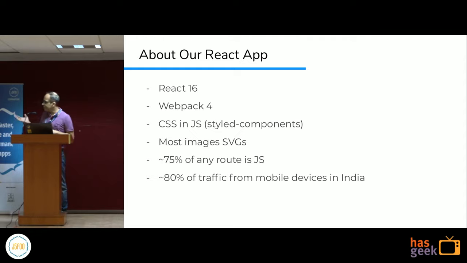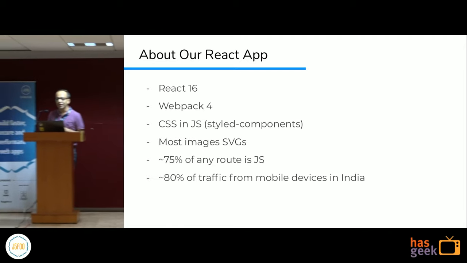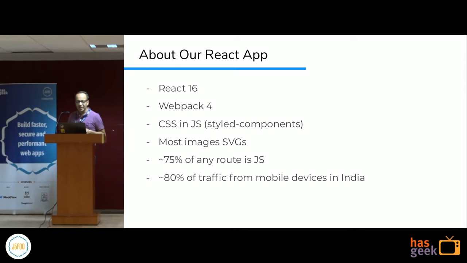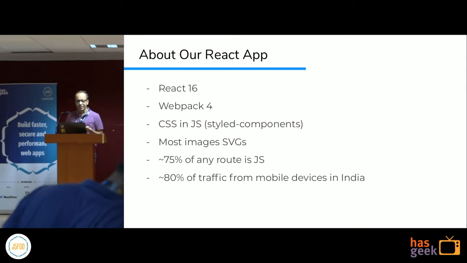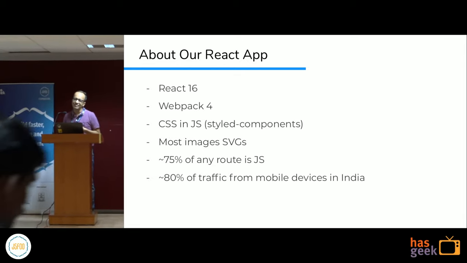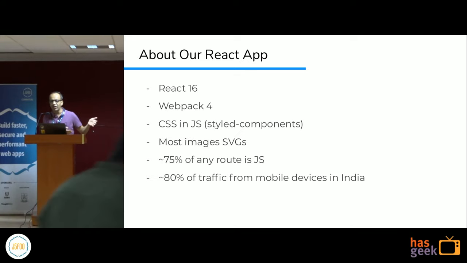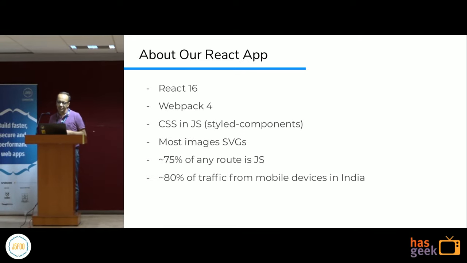I'm mentioning this to highlight that most of our routes were consumed by JavaScript. So that is what we were focusing on optimizing in this particular app. And yes, 80% of the traffic for our app essentially was coming from mobile devices in India. So we kept that in mind when we were measuring the performance before and after the optimization.